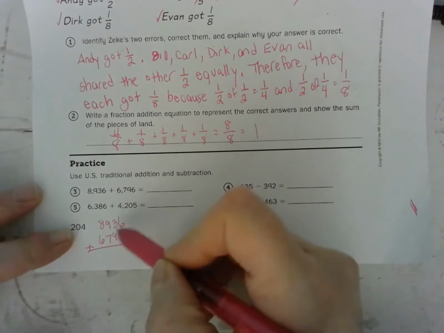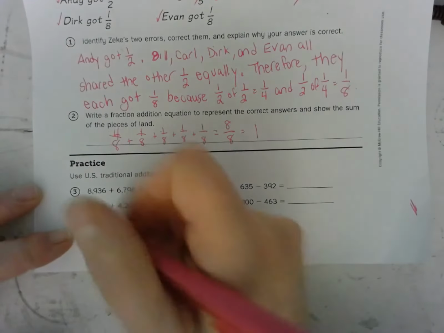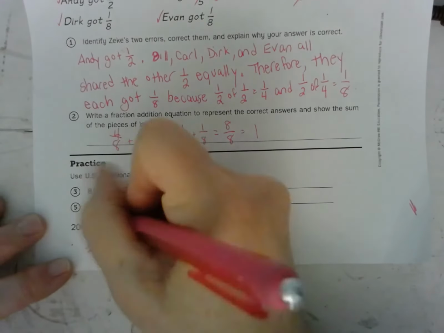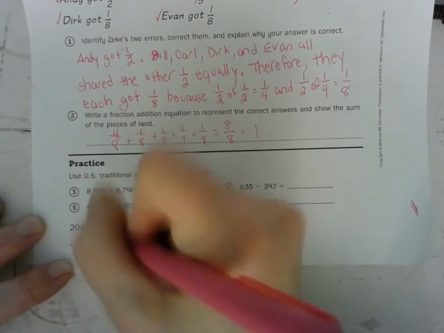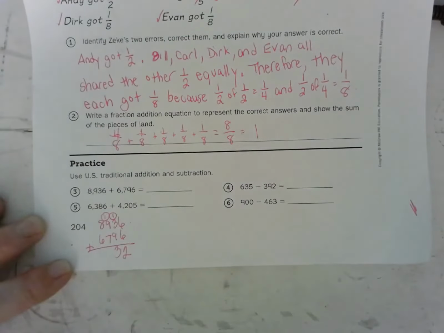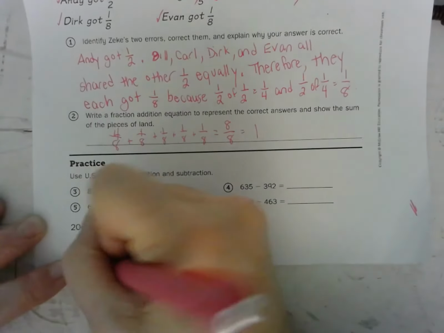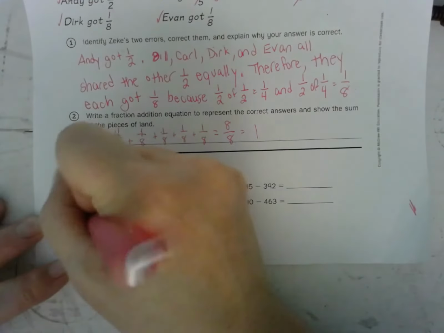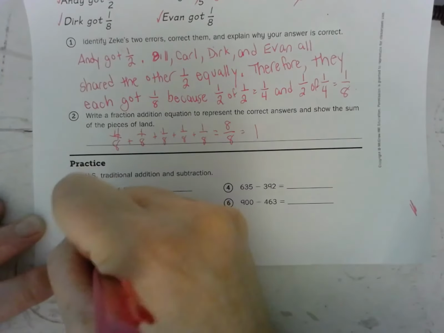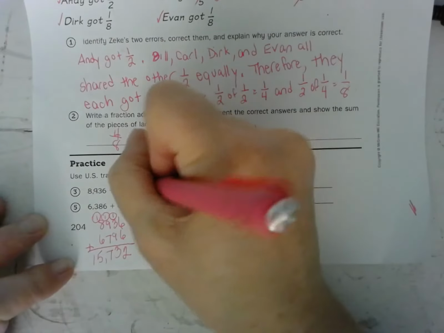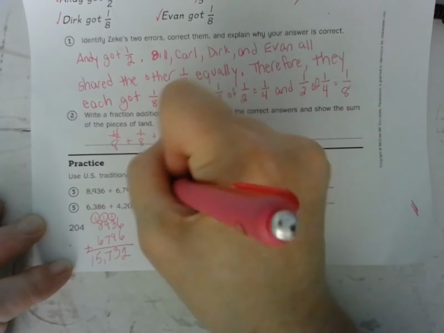Okay, so 6 plus 6. 6 plus 6 is 12. Put down the 2. Carry the 1. 9 plus 1 is 10. Plus 3 is 13. Down the 3. Carry the 1. 9 plus 1 is 10. Plus 7 is 17. 8 plus 1 is 9. Plus 6 is 15. So the answer is 15,732.